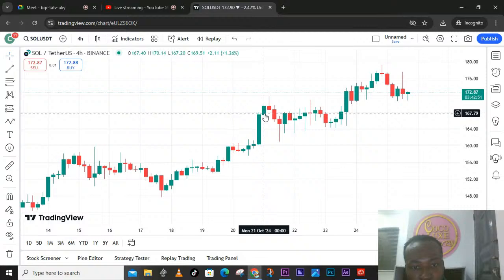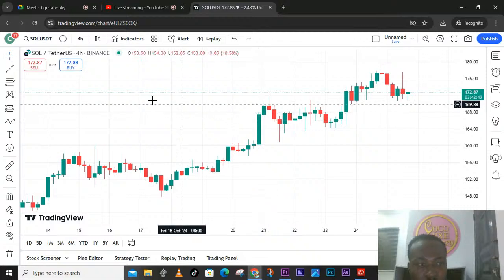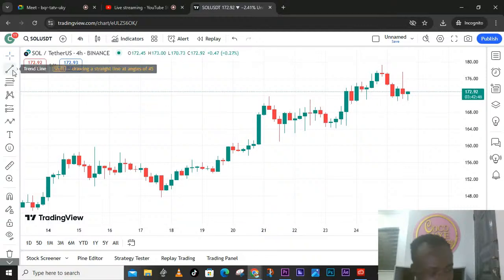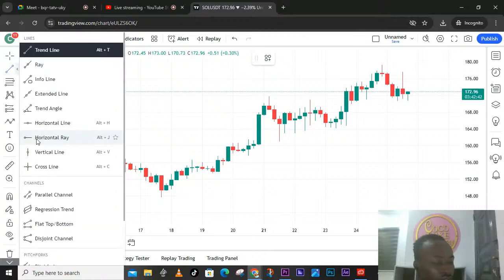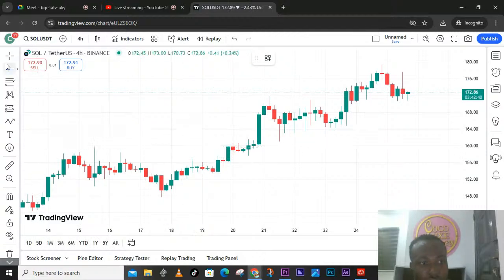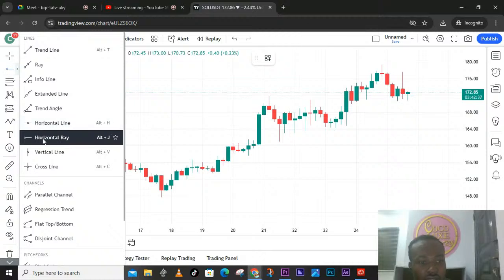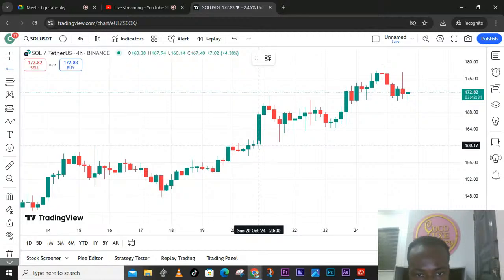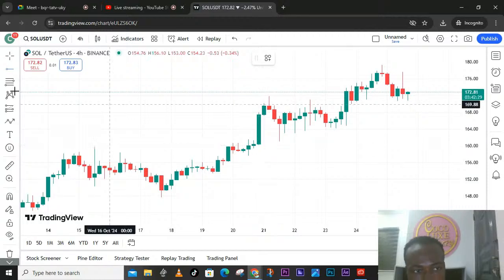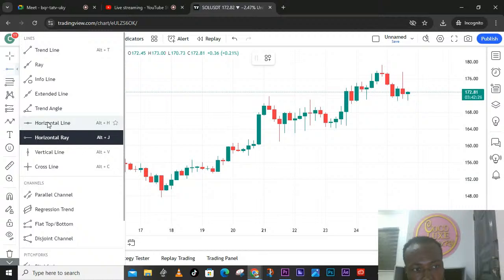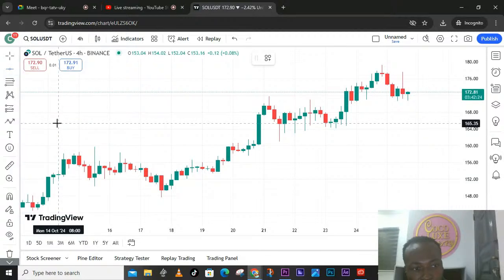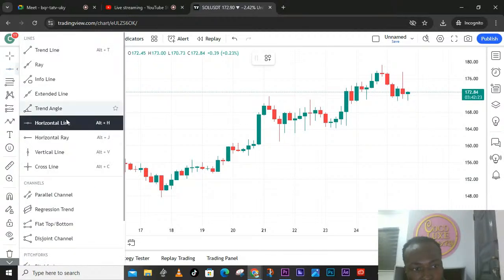Sunday, Monday. So what we have to do is we come to this place. I'm saying this practically, based on the theory we've done. You can look at your notes and you see it. We come and pick the horizontal ray tool. This is the horizontal ray tool right here. It's not horizontal line, it's horizontal ray. This is horizontal line here, and the next one is horizontal ray. Can you see it?